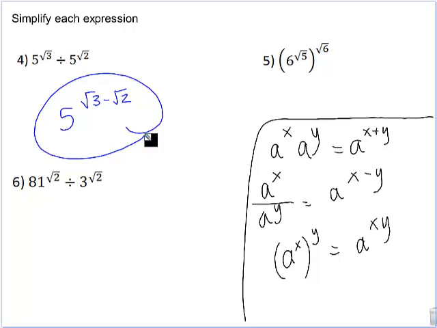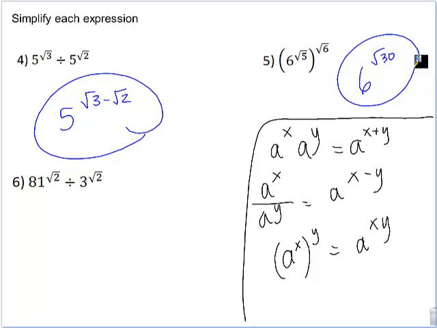Okay, number 5 says 6 to the square root of 5 and then to the square root of 6. So what would we have to do with those two values? Multiply, so this would be 6 to the what? Yep, to the square root of 30. Then we're just going to leave it like that, because we have an exponent to an exponent, so we would end up multiplying them.